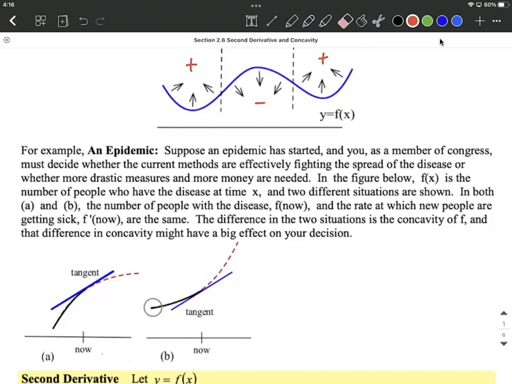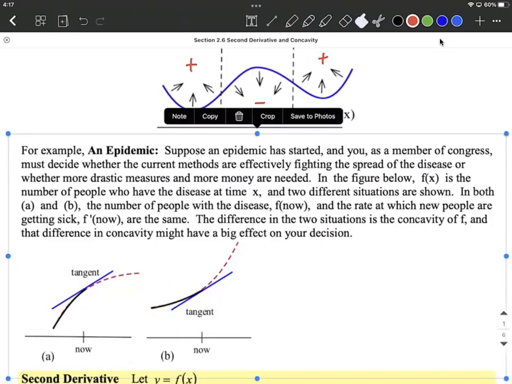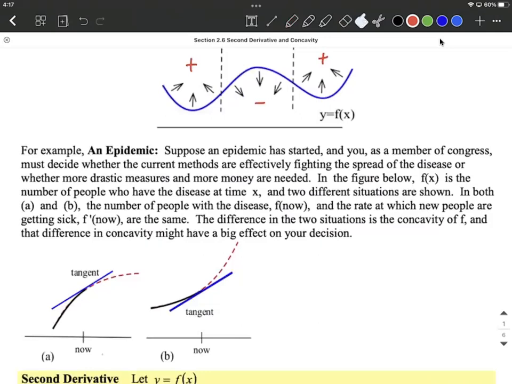Or it could be happening like this, where we're increasing. Again, we get to the exact same height, right? So the exact number of cases. The tangent line is still the exact same in both these cases. And let's bring this over here so you can see these are the exact same. So that rate of change is the exact same in both cases. We have to figure out, should we take drastic measures or not take drastic measures?